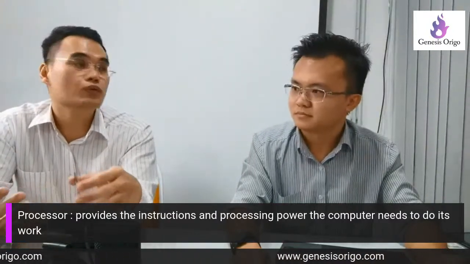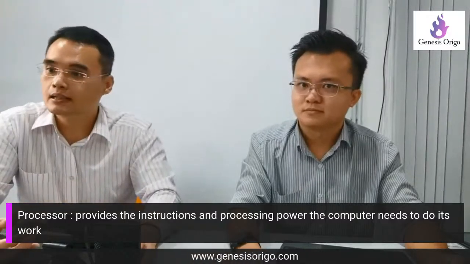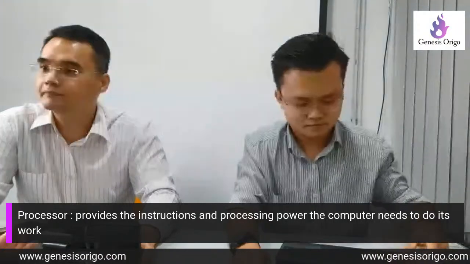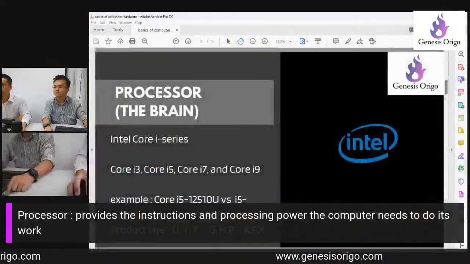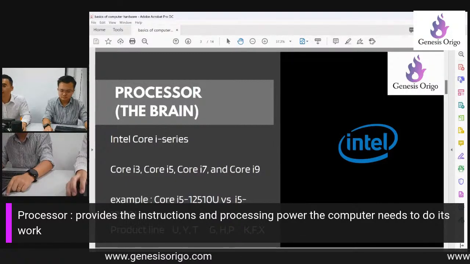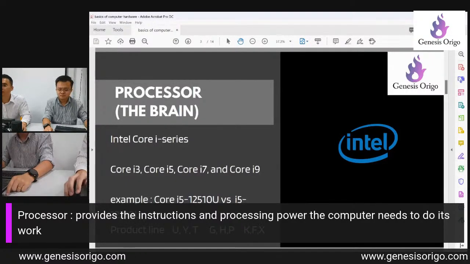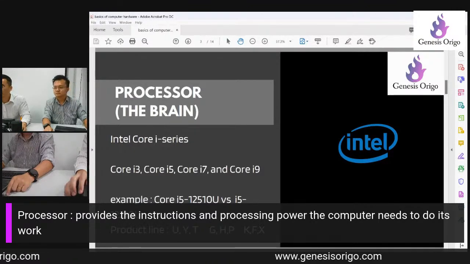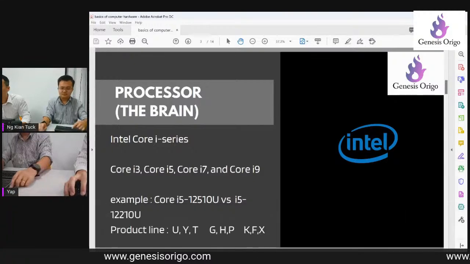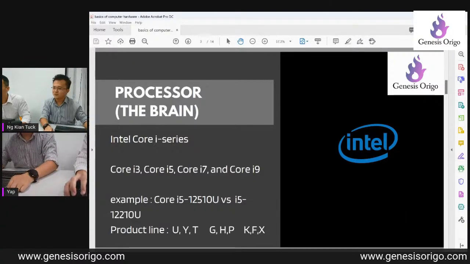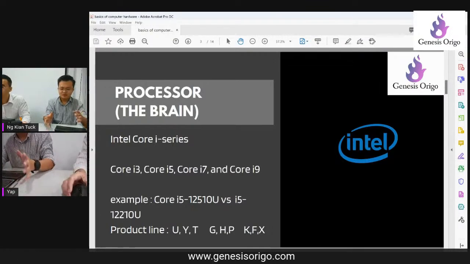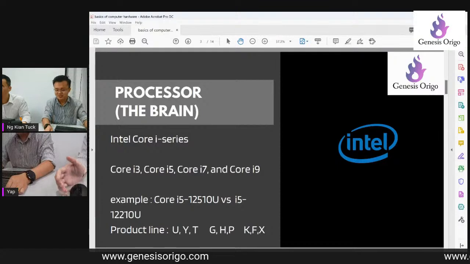Because if we do a comparison, if you can look at the slide, let me show that. Okay, if you look at the slides here, what we have here is an example at the bottom. We have this i5. Let me remove the banner first. Okay, i5 12510U compared with i5 12210U.